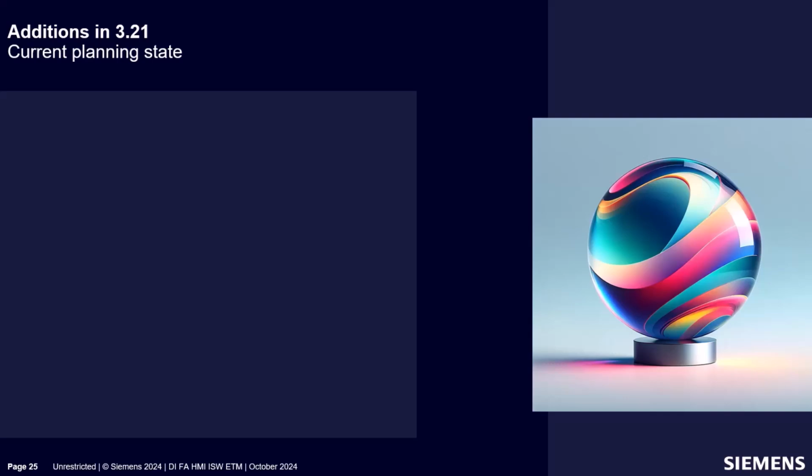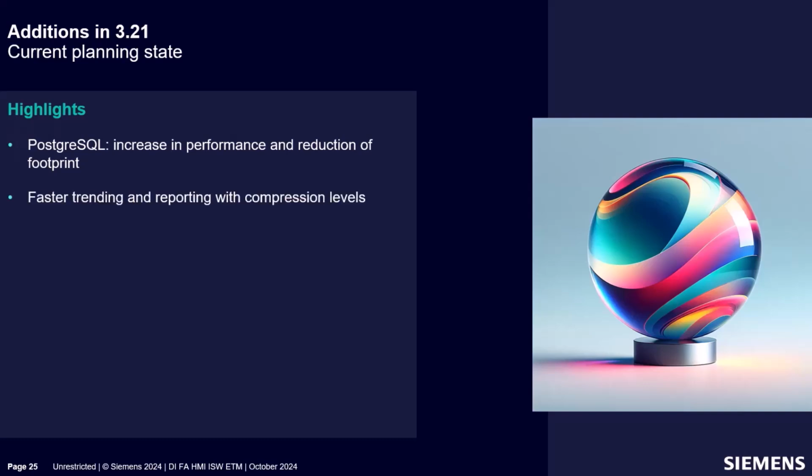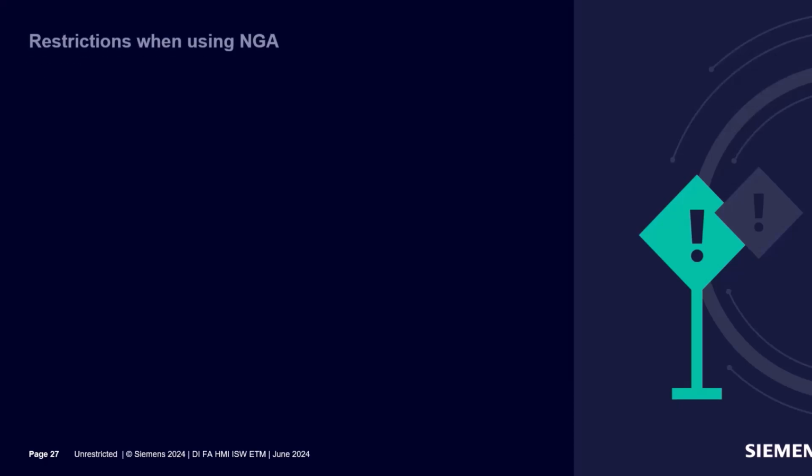Looking ahead to version 3.21, several enhancements are planned. Here are the highlights: an increase in performance and a reduction in the footprint of PostgreSQL, faster trending and reporting with compression levels. Additionally, efforts will be made to close existing gaps and add missing features for NGA. Restrictions when using NGA.